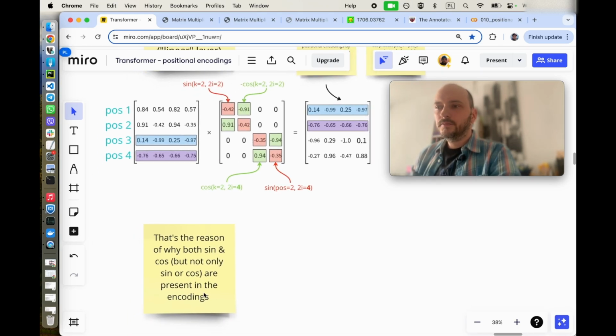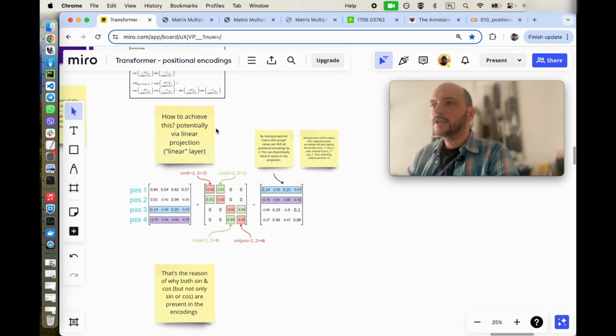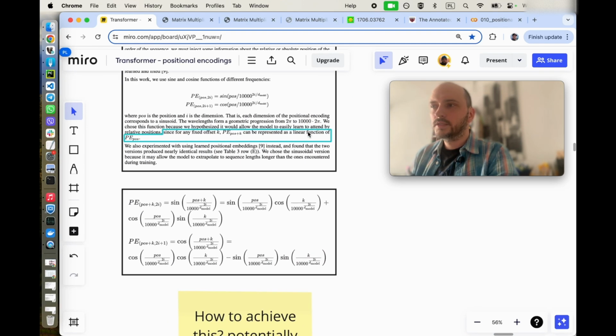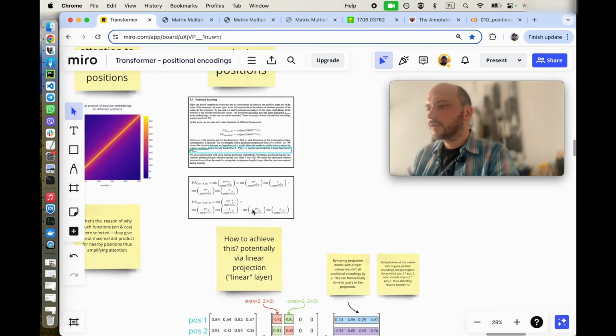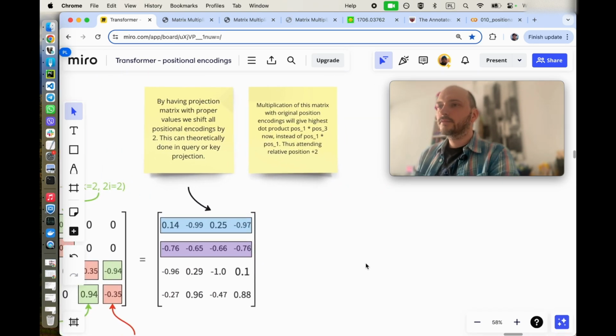And that's also the reason why both sine and cosine are present in the encodings, because they allow us to do this beautiful offset by doing the matrix transformation. Initially, I thought they probably meant multiplying by a number by this linear transformation, but actually they meant multiplying by a vector, but this vector can be learned. It's still a question if the model actually learns this vector, I don't know, but there is a potential for that.